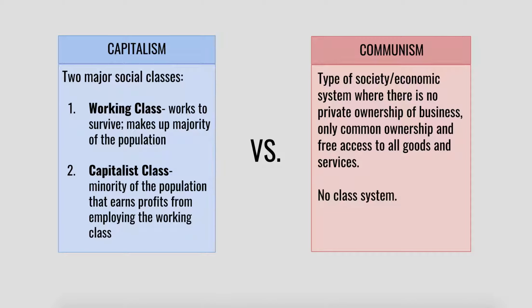So in communism, they feel that there's a struggle between the working class and the capitalist class, and to try to get rid of that struggle, communism is a type of society or economic system where there's no private ownership of businesses. So it gets rid of that wealthy capitalist class that owns the businesses and makes money off of the working class. In communism, there's no private ownership, there's only common ownership, typically by the government, and then free access to all goods and services. So all people have the same access to goods and services. They aren't restricted based on how much money they have or what they can afford. So there's no class system in communism. There's no rich and poor and middle class. Everyone's kind of on an even playing field in communism.